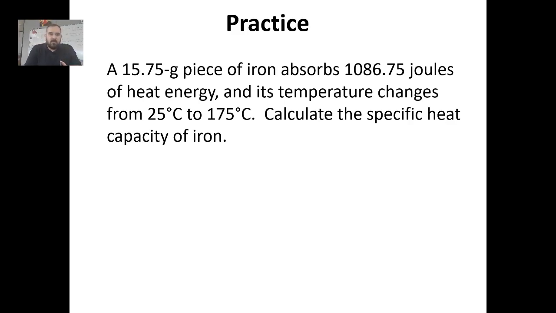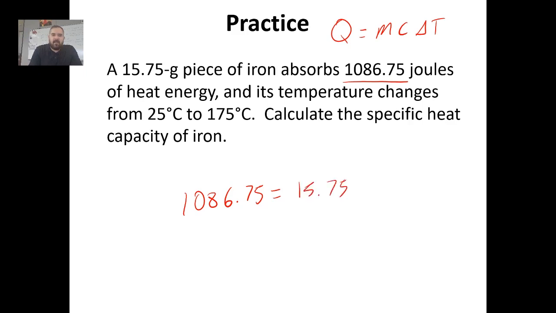All right, so 15.75 grams of iron. I'm going to start by writing my formula. So Q is equal to MC delta T. So Q is given to us. It's right here. So 1086.75 is equal to 15.75. And our temperature changes from 25 to 150. We're solving for C here. I'm just going to put an X. And our temperature change is 150. So what's our first step here? What's our first step? So 15.75 times 150.